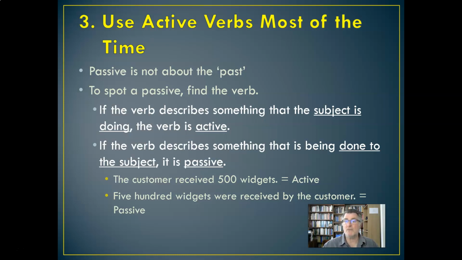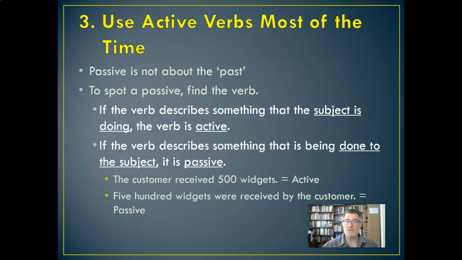So if the verb describes something that the subject is doing, I am now speaking to you, I have spoken to you, and have been now for the last hour or so making these videos, the verb is active. But if the verb describes something that is being done to the subject, right? Not me doing it, but something that is being done to me, it's considered passive. And a good example is something like here. The customer received 500 widgets. Okay, the customer had this delivery made. It's active. As opposed to 500 widgets were received by the customer.